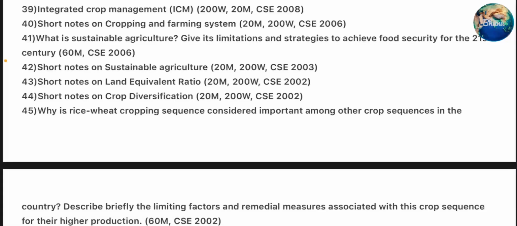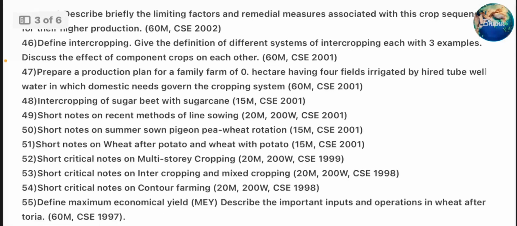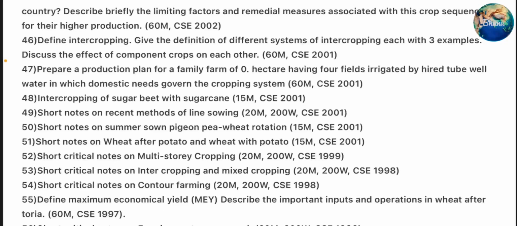Describe briefly the limiting factors and remedial measures associated with this crop sequence for their higher production. Question 46. Define intercropping. Give the definition of different systems of intercropping, each with 3 examples. Discuss the effect of component crops on each other.